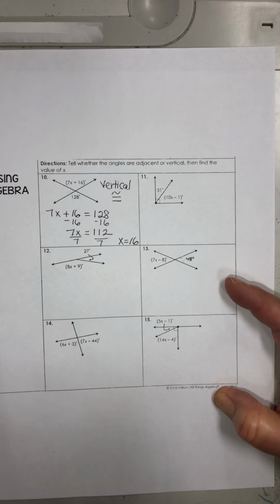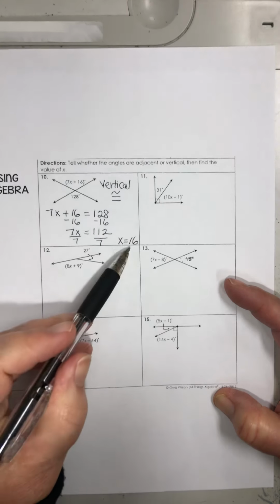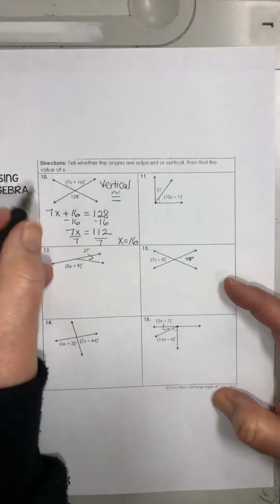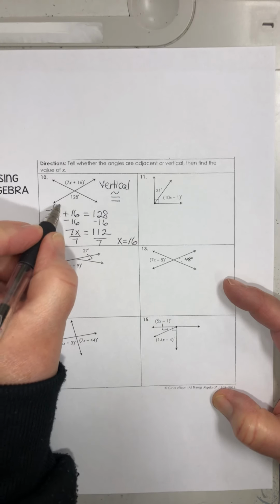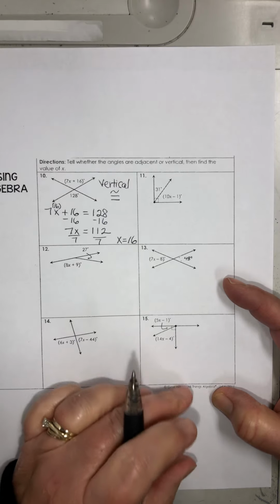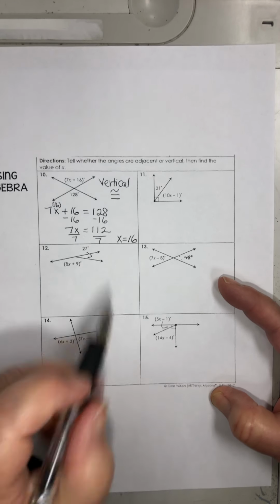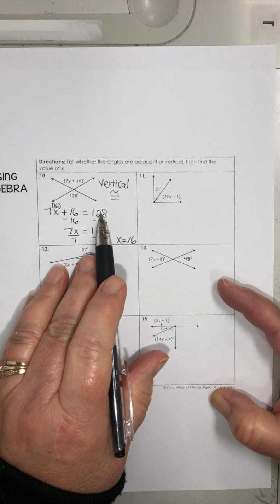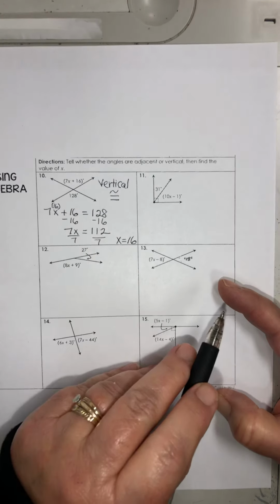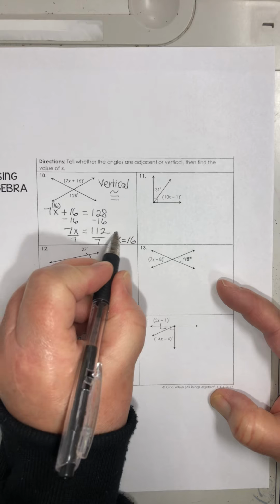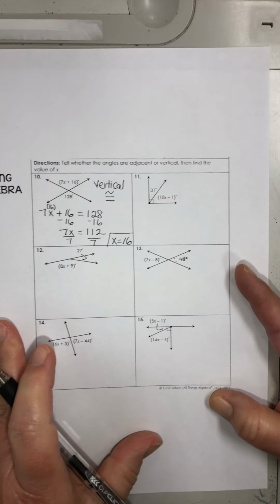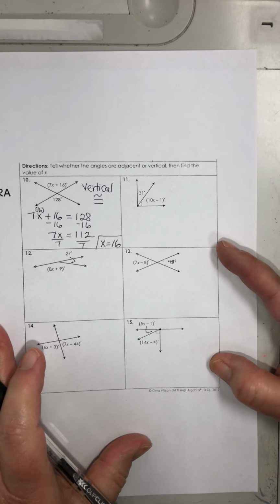Now we can also go back and check our math. We can put that 16 right where the x is and do 7 times 16 plus 16, and we should get 128. If you put that in your calculator, you do. And so we know that we are correct. x is 16.